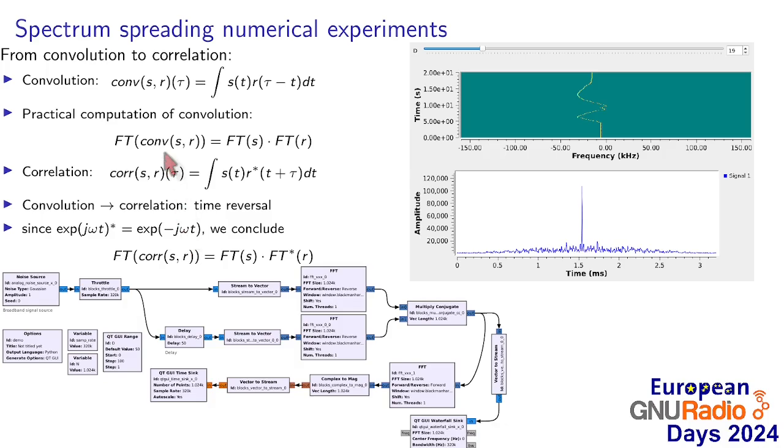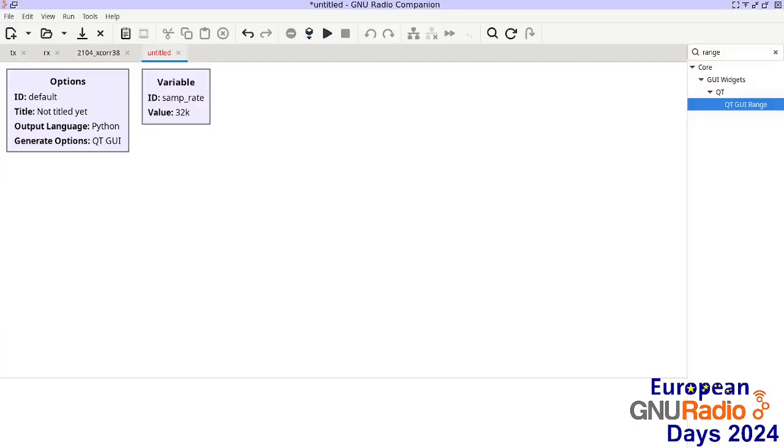And because we know from the convolution theorem that the convolution of two quantities is the inverse Fourier transform of a product of Fourier transforms, then the Fourier transform of a correlation is the product of a Fourier transform with a complex conjugate. That's the important aspect, is that now we have a complex conjugate to subtract the phases rather than add them. So how do we actually run a correlation in GNU Radio?